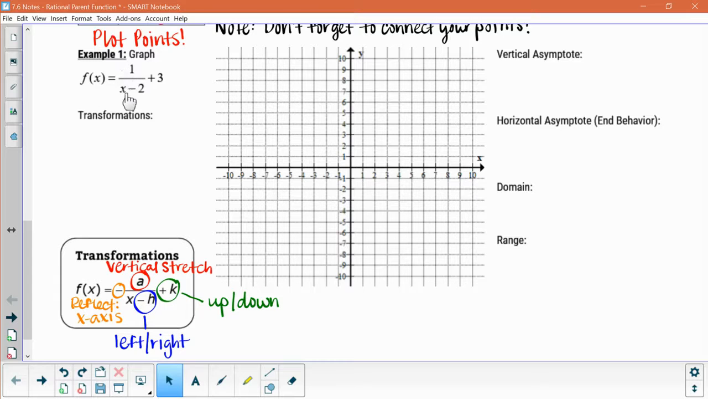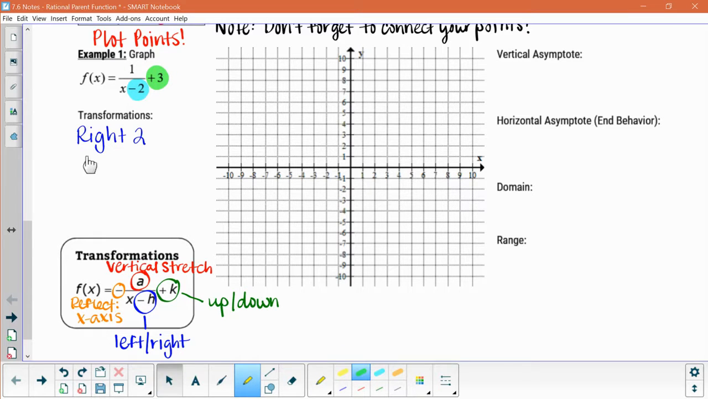I have 1 over x minus 2 plus 3. So the first thing I notice is this -2. That means that my graph is going to shift to the right 2, because remember, I'm doing the opposite. The next thing I notice is the +3, which means my graph is shifting up 3. It's going to do exactly what it looks like.